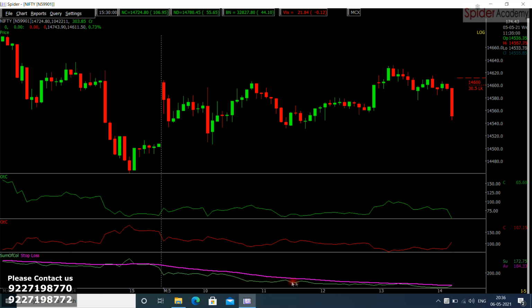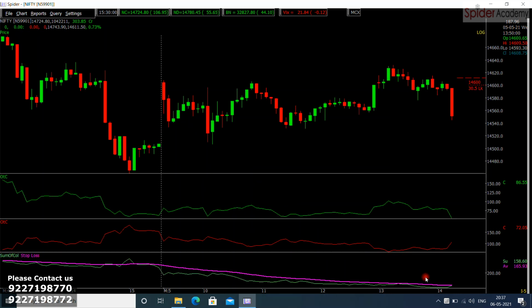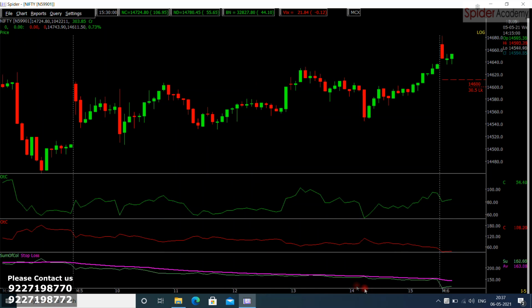So we wait until this green line crosses the pink line upward, but our green line is not crossing the pink line upward. Here is the nearest point but not crossing. I show you this before zoom. Okay, here almost crossing happened but it did not cross and again price fell. So we exited our trade around 3:20 because the crossover did not happen.